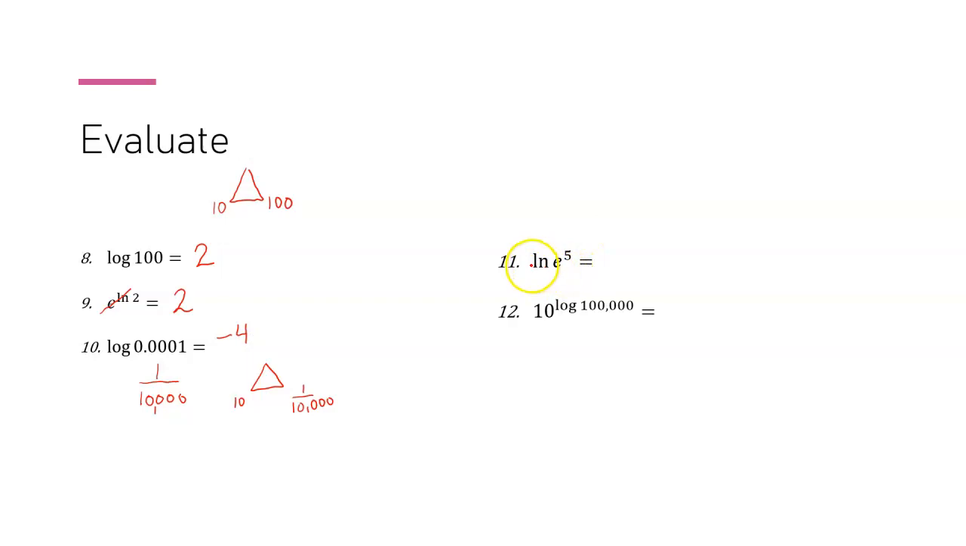Here, natural log and e to the undo each other, so I just have 5. And here, 10 and log 10 undo each other, so I have 100,000.